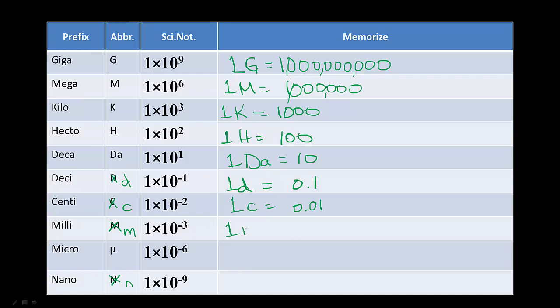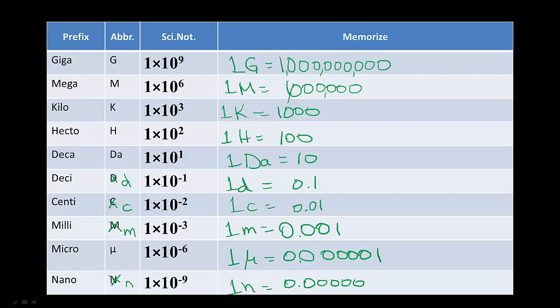1 milli is equal to 0.123. You can do it that way too. 1 micro is equal to 0.12345 because we have 6. 1 nano is equal to 0.123456789. I'd like for you to go over to the left side of your video packet and write the conversions.